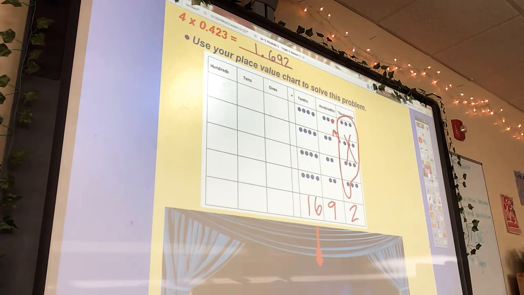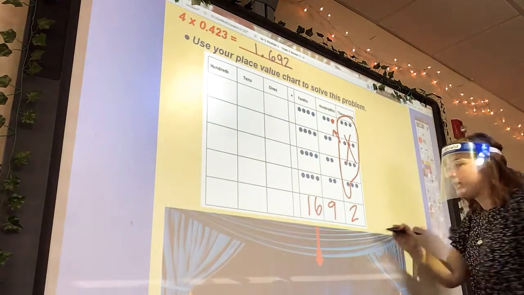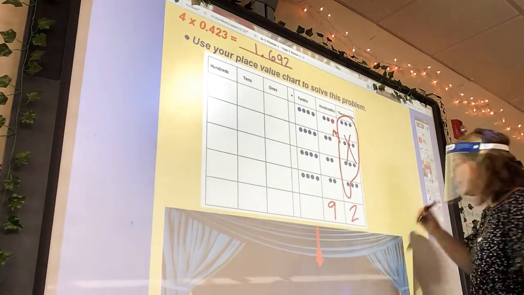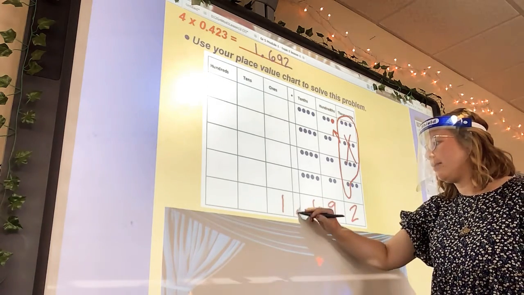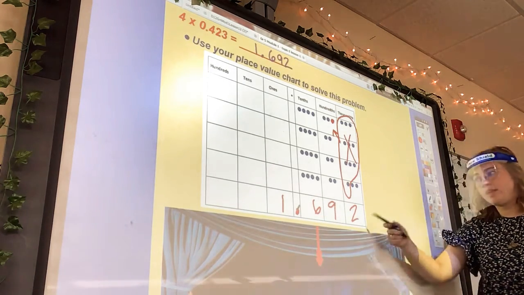Okay, let me get my writing utensil back. Hold on. Okay, so that 1 pops over to make it 1, 1, 6 tenths, which gives me 1 and 692 thousandths.